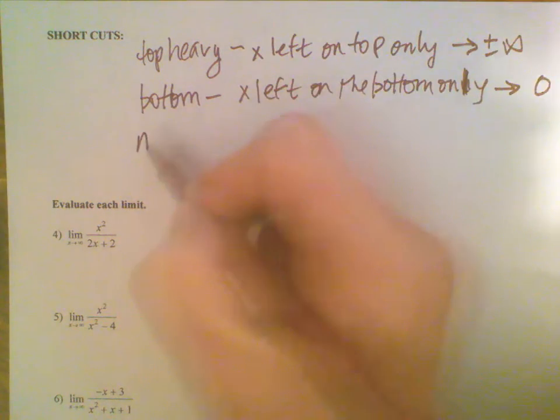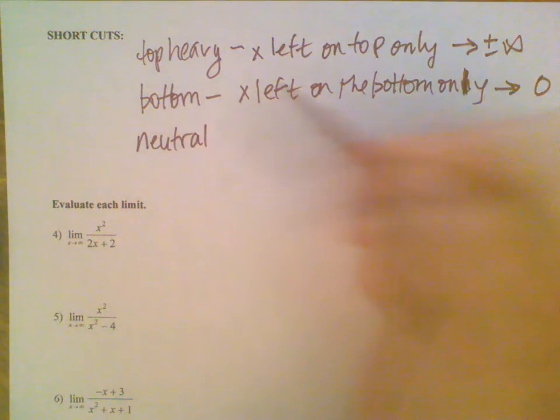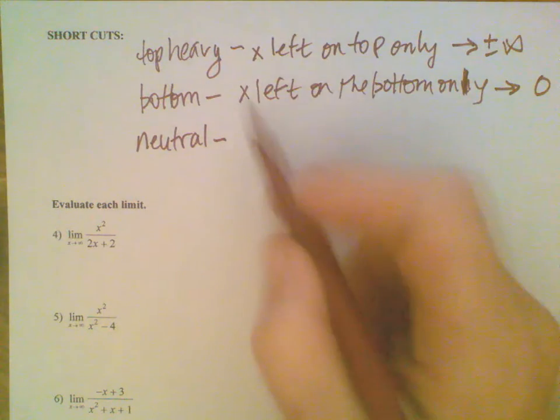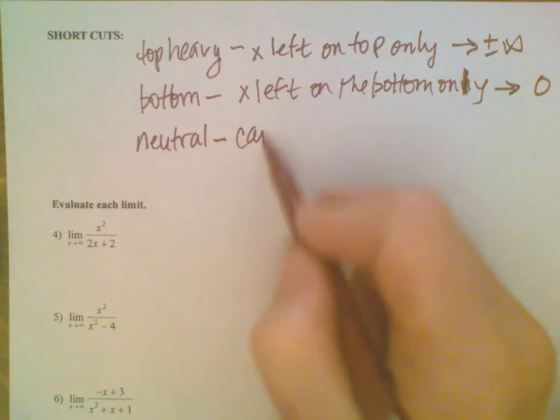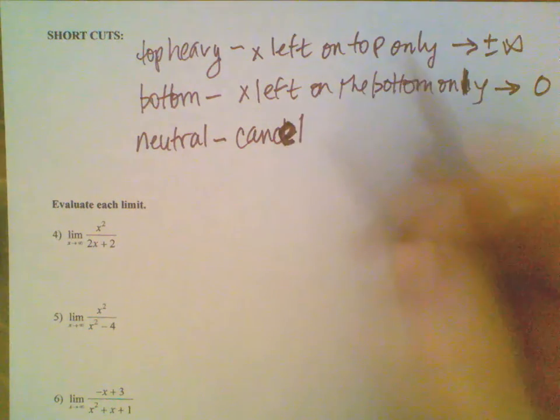And then neutral, and I always spell neutral wrong, so I don't know. If I did, please laugh at me behind my back, not to my face. Neutral is when you cancel out all the x's. Cancel. I'm worried about spelling neutral wrong, and I can't even spell cancel.